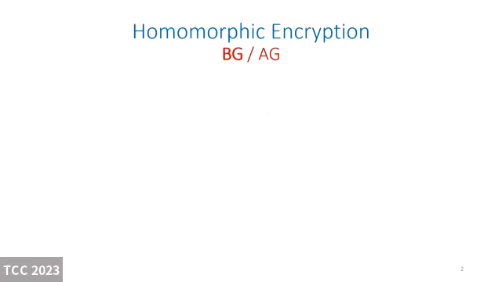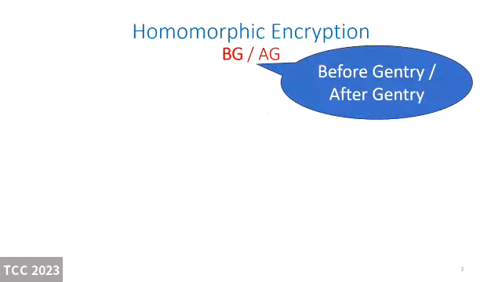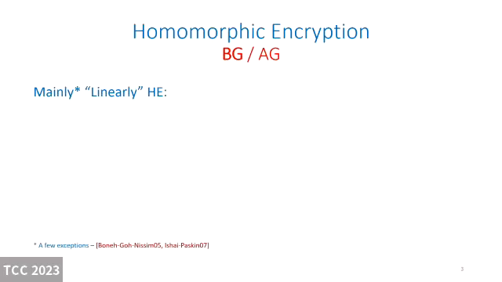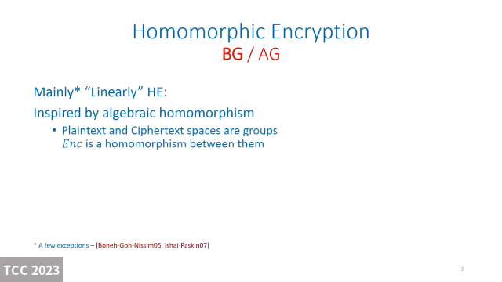So let's take a look at existing definitions for HE. In the HE world, we divide time into 2 periods, BG and AG, before Gentry and after Gentry. And before Gentry, when we said HE, we mainly referred to the linearly or additively HE definition, which is inspired by the algebraic notion of homomorphism. The plaintext and the ciphertext spaces are both groups, while the encryption algorithm is a homomorphism between them.